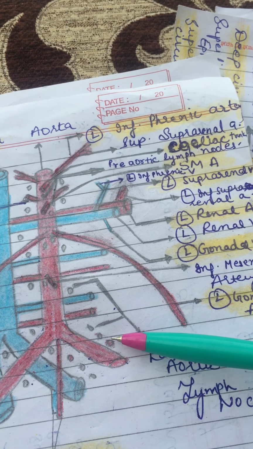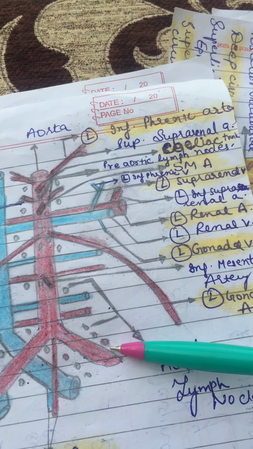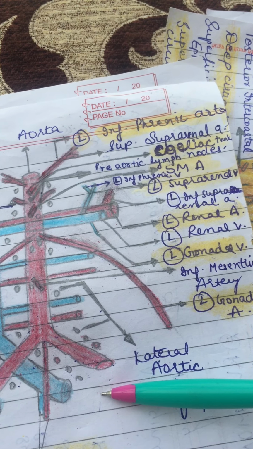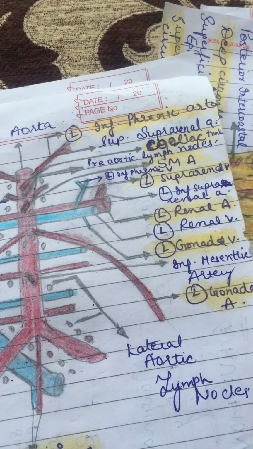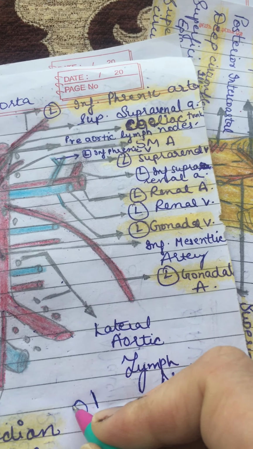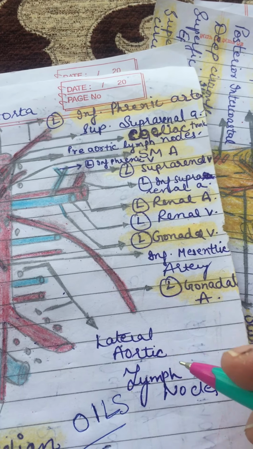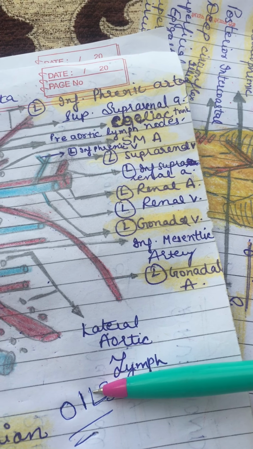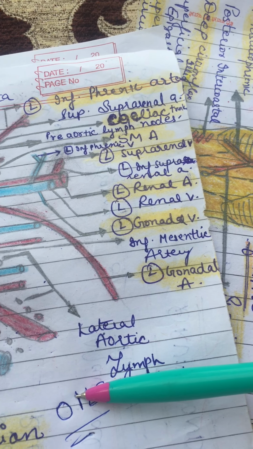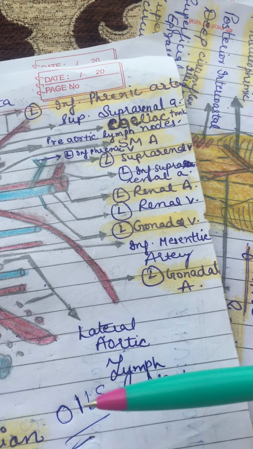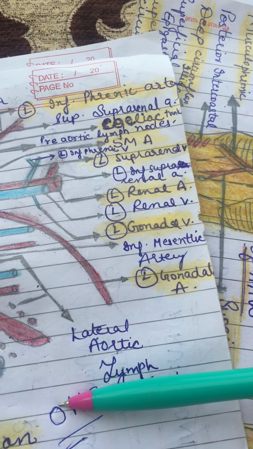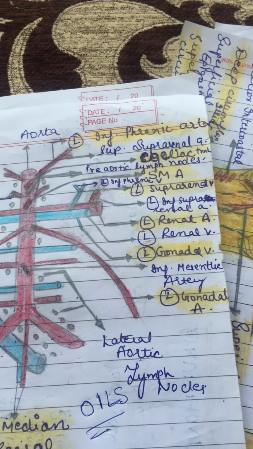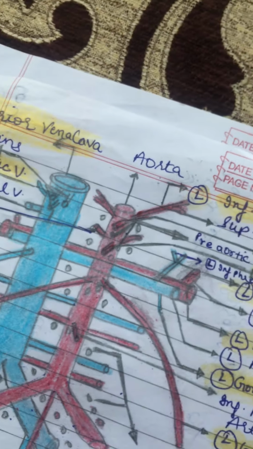The structures lying on the L of the sacrum are the sympathetic trunk, lumbosacral trunk, lumbar artery, and then obturator nerve. The relation is OILS, O-I-L-S, right? So the structures on the L of the sacrum are sympathetic trunk, lumbosacral trunk, then lumbar artery, iliolumbar artery, and then obturator nerve, right? So this is the OILS relation. So these are the ventral and the dorsal branches of the abdominal aorta.